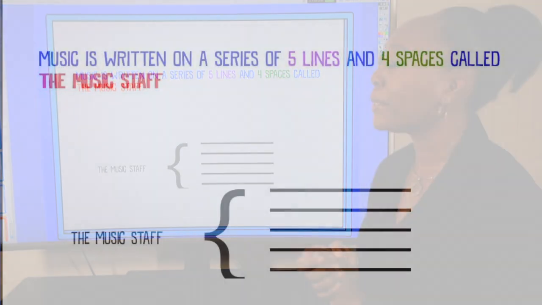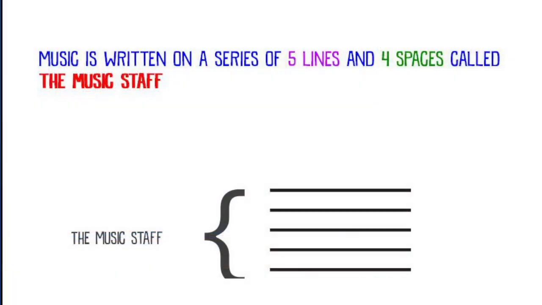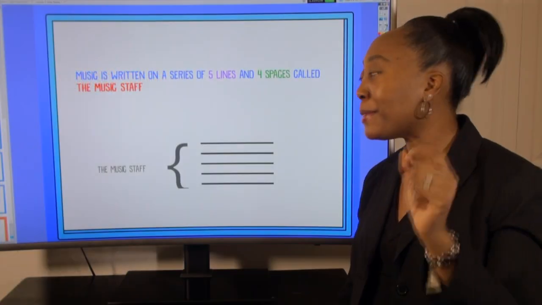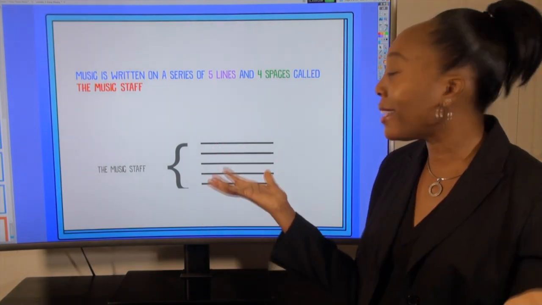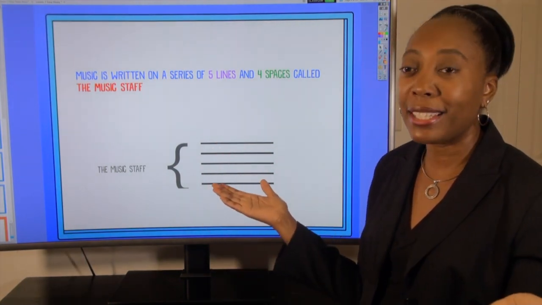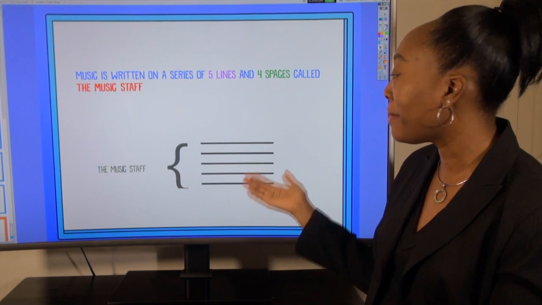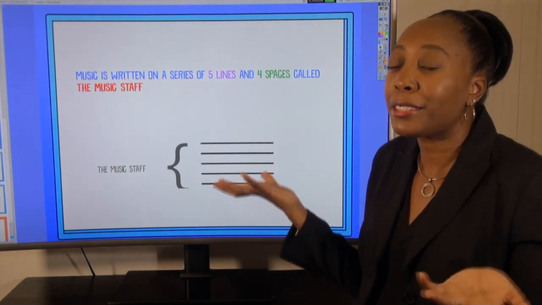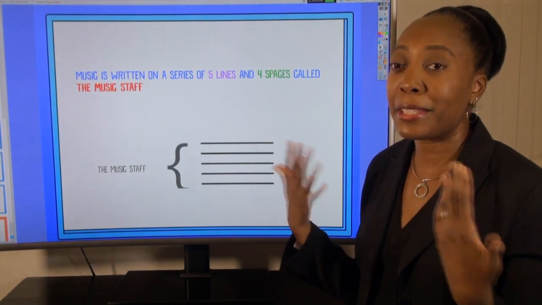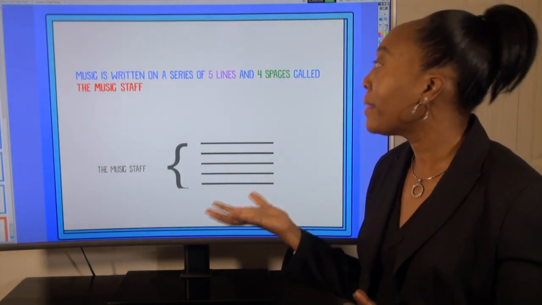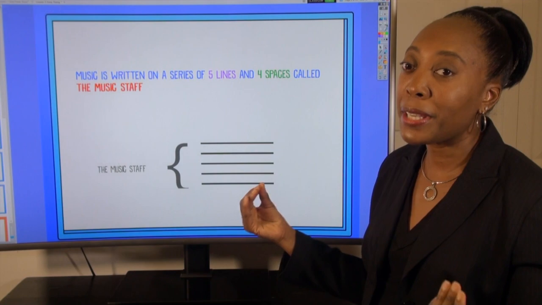Now remember when we talked about that wonderful 5 lines, 4 spaces? That's right, the music staff. And what happens if we just had a music staff? I mean, that doesn't really tell us much. It's just 5 lines and 4 spaces. I wouldn't know what to do. I mean, that doesn't tell me anything musically. So why do we have to know more?